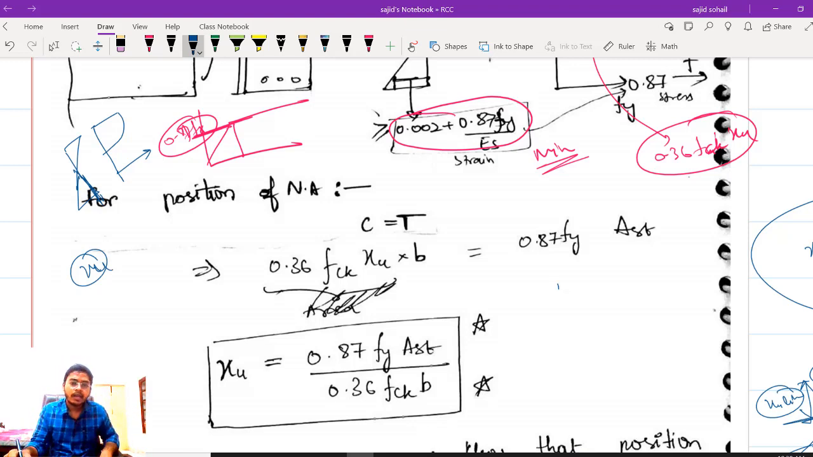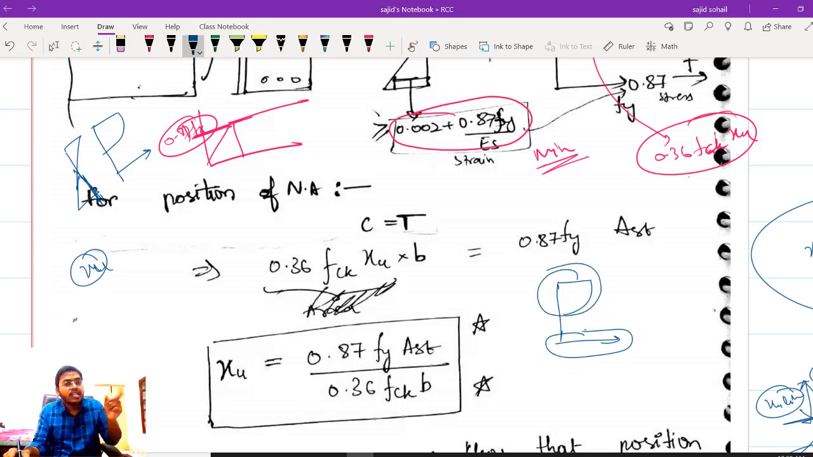Where will the neutral axis be? See, I can just use simple common sense: it will be where my compressive forces equal my tensile forces. I will equate my compressive force and tensile force and I will get my Xu. To get the position of the neutral axis, I just have to equate compressive forces to tensile forces. That's it. Then I will get my neutral axis depth.